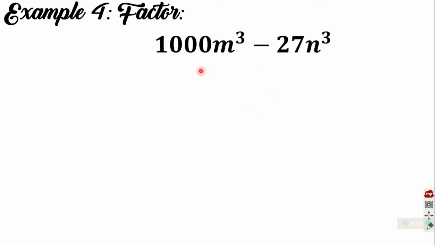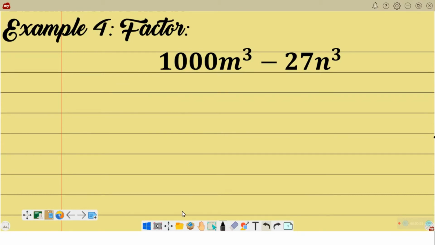Let us factor 1000 m cubed minus 27 n cubed. So, let's try to do this here. Okay? 1000 m cubed minus 27 n cubed. So, what is the cube root of 1000? We have 10. The cube root of m cubed, we have m. Then, copy the sign. The cube root of 27, we have 3. The cube root of n cubed, we have n.